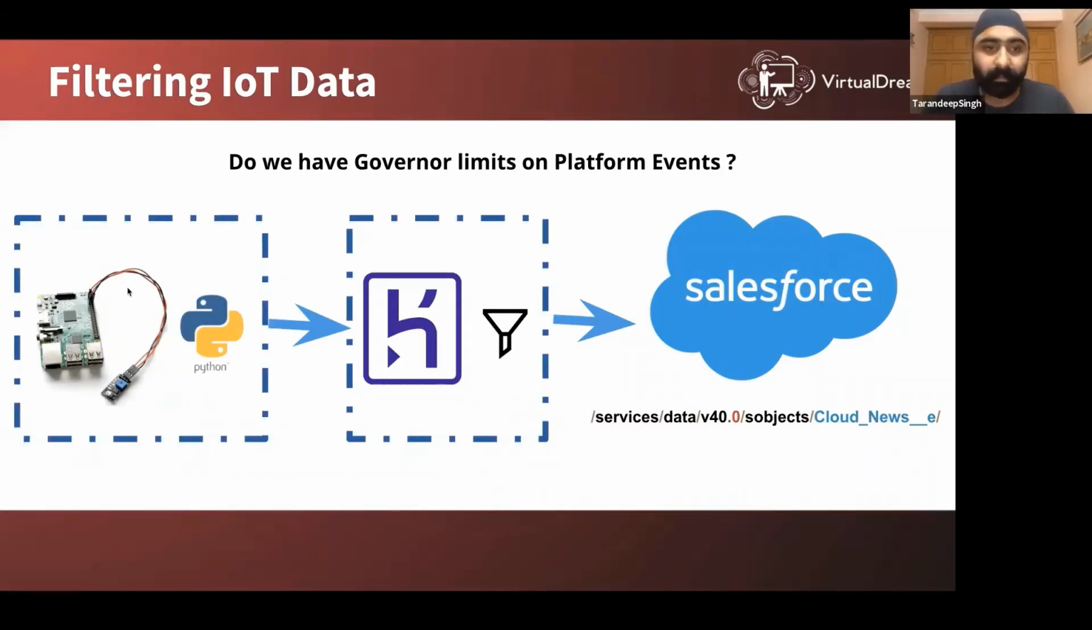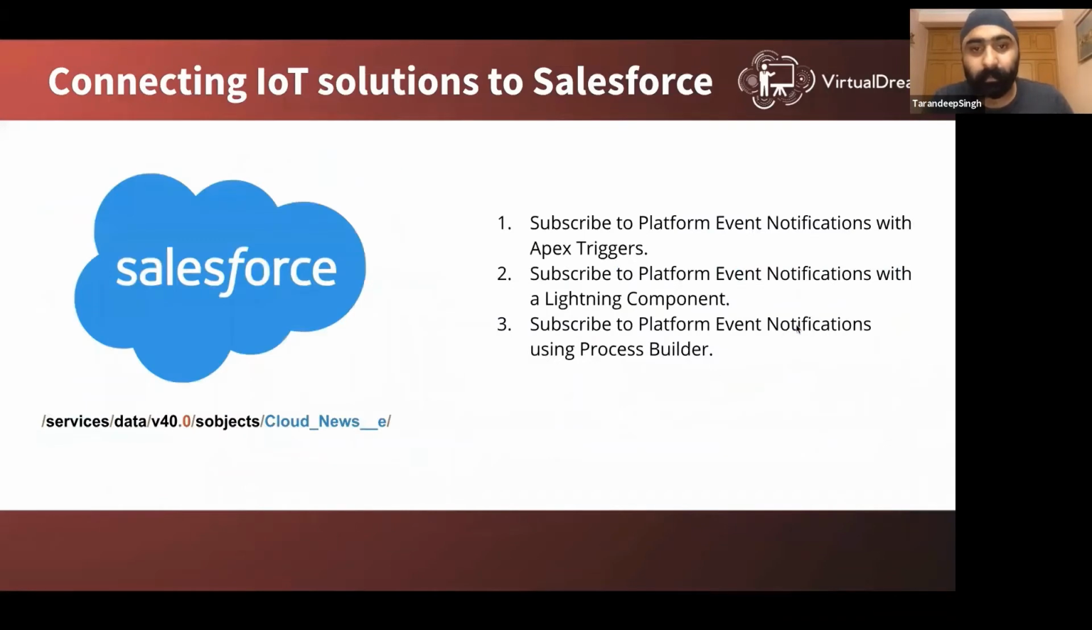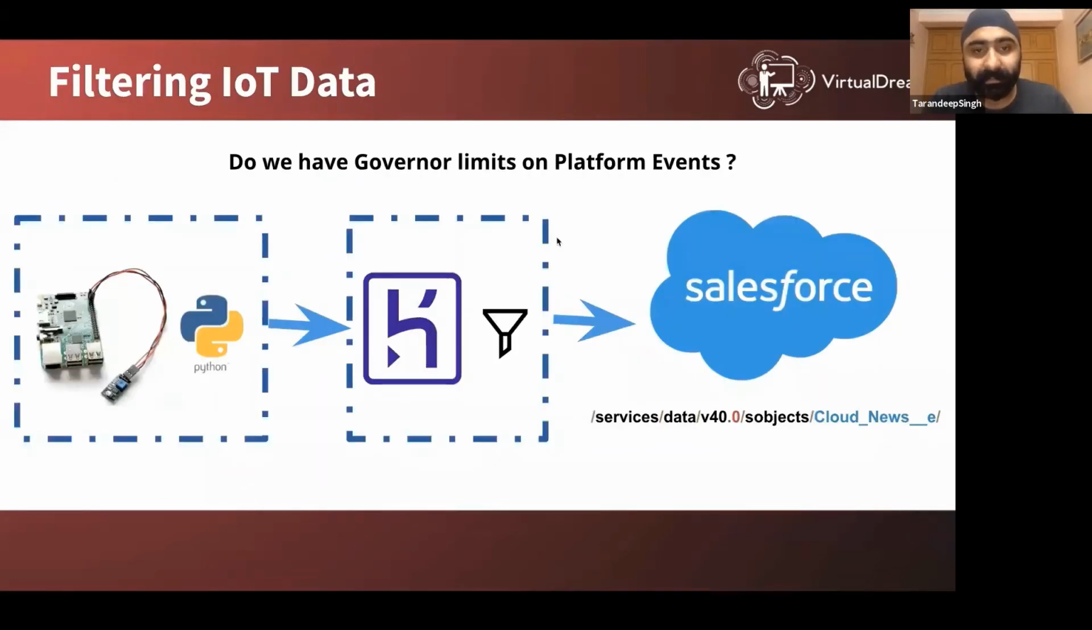If you see previously when I showcased, the devices were directly sending data to Salesforce. But right now, what we have done is added the Heroku platform as a middleware, which will filter the data and then send it to Salesforce. So what do we mean by filtering? Let's say the device is sending a lot of data. Out of that data, some is not valid for us, or some we don't really need to store in Salesforce, and we just need it for making some actions.